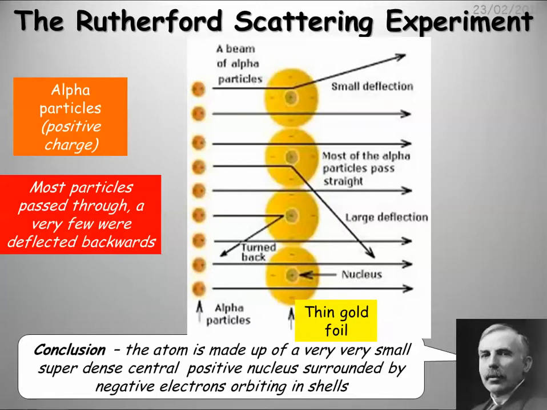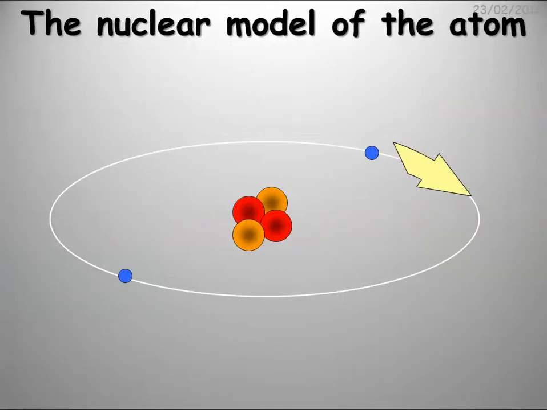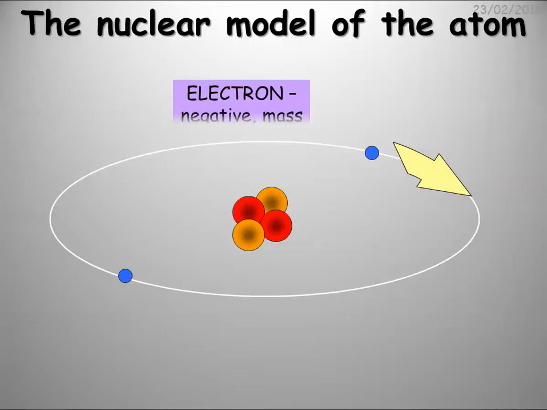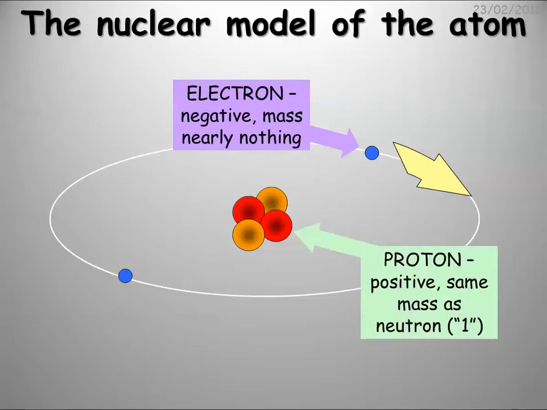In actual fact, so what we have then, as a way of explaining these particles either being deflected by large amounts, and 1 in 8,000 it was roughly, being deflected by a huge amount, is that the atom is a small, super dense central positive nucleus surrounded by the negative electrons orbiting in shells. And that's our accepted model with the addition of the neutrons. So we've got our electrons weighing nearly nothing, or a very small mass. The proton's positive with the mass the same as a neutron, and we give that a relative atomic mass of 1.